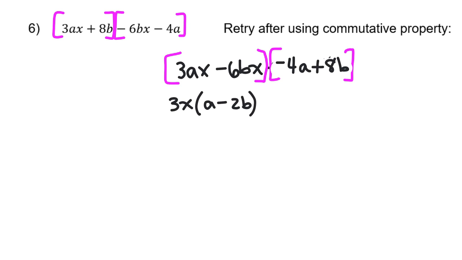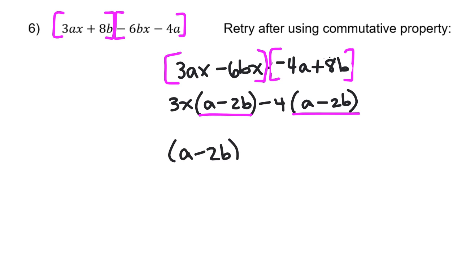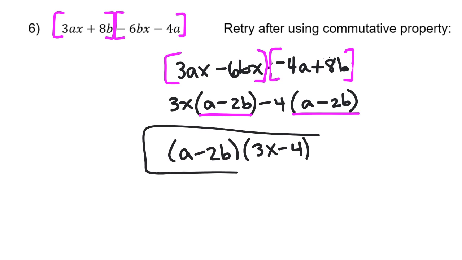And now we can see it's probably a better idea to factor out a -4, because this would allow us to get a positive a and a negative 2b, just like the parentheses in the first expression. So now we have a common factor in both, and we can factor out this GCF. When we factor out the GCF, we would have a 3x minus 4 in the second factor. So this would be your answer to this one.